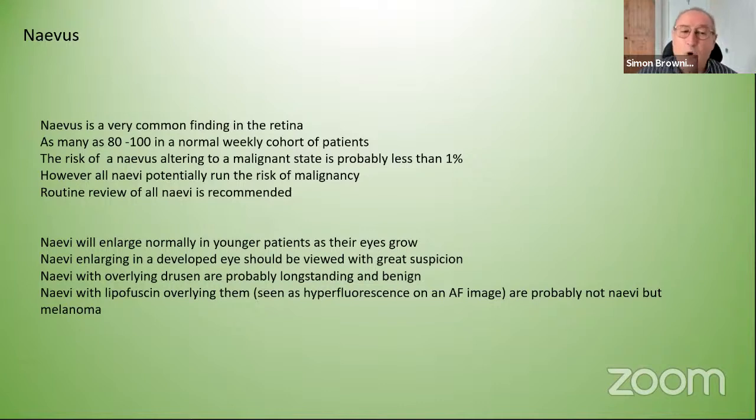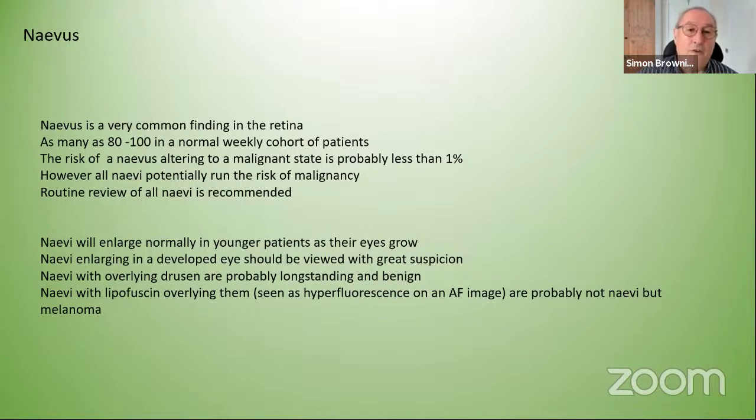But that's why you should routinely review all nevi. Nevi will enlarge normally in younger patients as their eyes grow, but if you start seeing a nevus enlarging in a developed eye, you've got to be very suspicious of that. A nevus with overlying drusen is probably long-standing and benign, but nevi with lipofuscin over the top of them, and that will be seen as hypofluorescence on an autofluorescent image, they're not nevi, they're probably a melanoma.